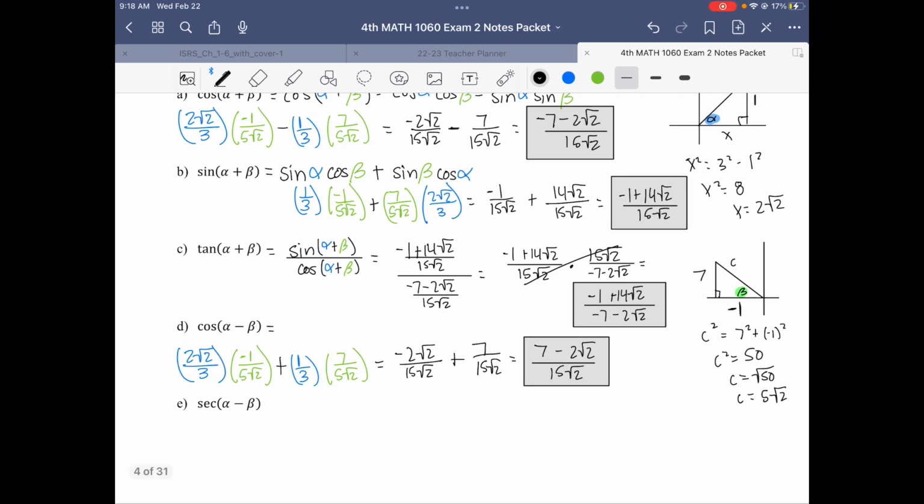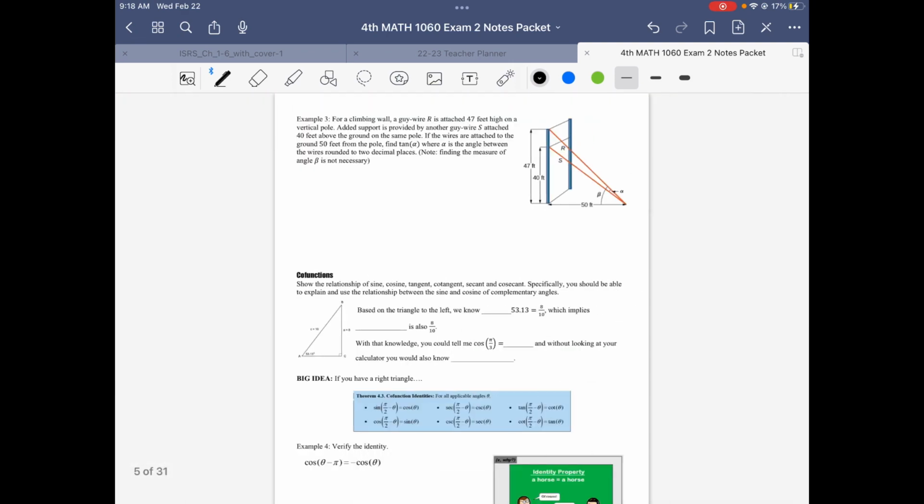And then secant, of course, is 1 over the cosine of this. Well, that's right there. So 1 over all of that is just the reciprocal of it, right? So this one ends up being 15 root 2 over 7 minus 2 root 2. Like I said, you don't need to worry about rationalizing the denominator at this point. Okay, there you have it.